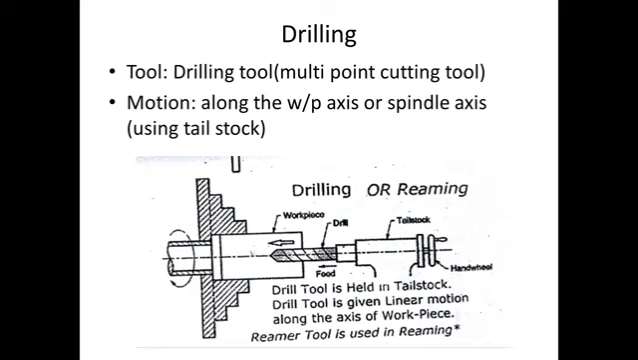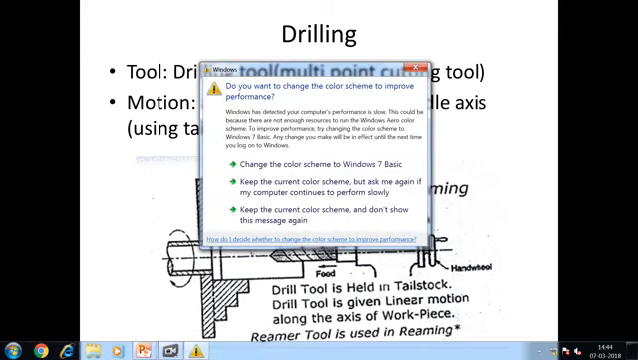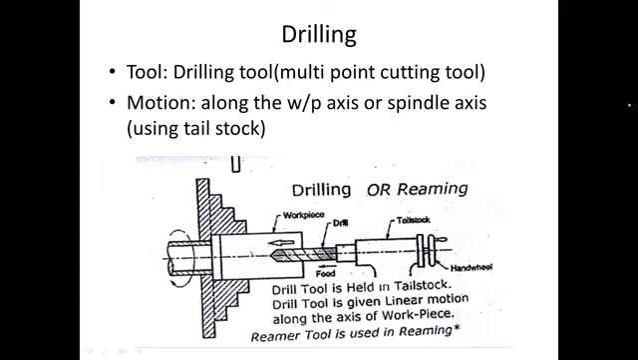So here you can observe in this diagram, a drill bit is given a feed, whereas the workpiece is rotating, which is placed inside the chuck. We can do the reaming operation, drilling operation, and a few operations similar to the drilling machine. So that's the difference between the drilling operation on a drilling machine and a lathe machine.